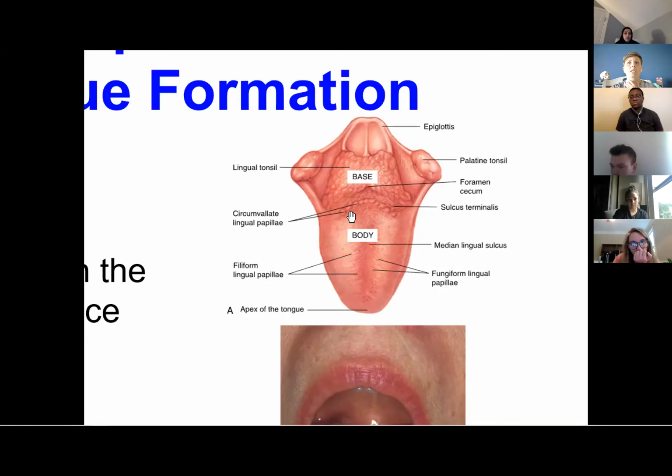So you have your circumvallate papilla, you have your sulcus terminalis, which is back here, and then you have your foramen cecum, which is this little V here. Then you have these are your lingual tonsils. Then you have your palatal tonsils, which you see in between the anterior and the posterior pharyngeal arches. Those palatine tonsils sit right there. And then our epiglottis is at the back there. And that epiglottis is supposed to keep things from going down the wrong tube, right?